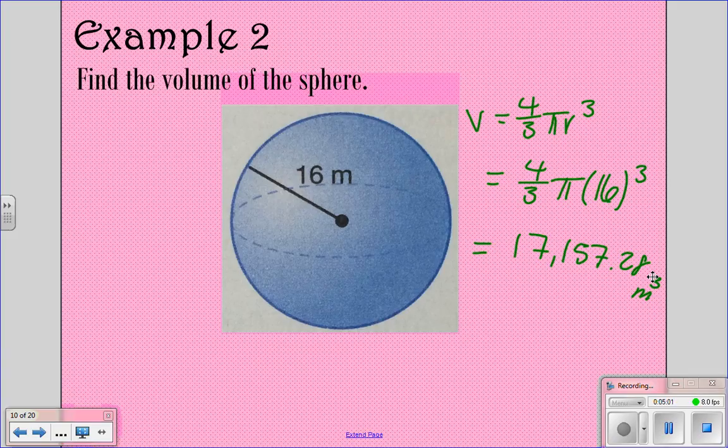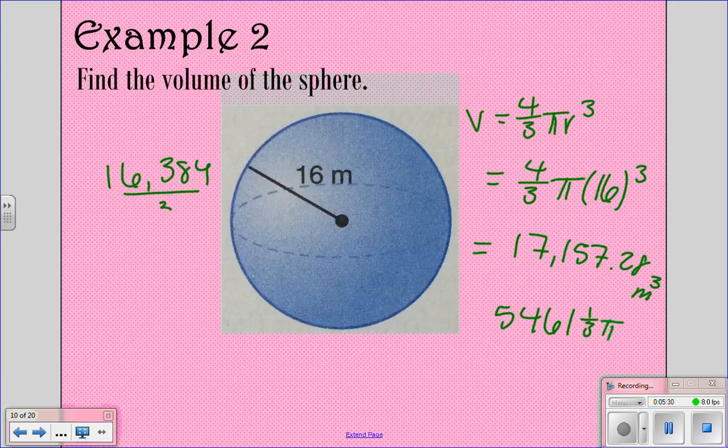Now, if you want, you could have left it as a number in terms of pi, but you would have ended up with 5,461 and 1/3, or 0.33. So I wouldn't recommend doing that. If you want, you can leave it like this, 16,384 over 3 pi. I'm fine with that. It didn't tell us to reduce it or write it in a specific way. So any of those three would be fine with me.